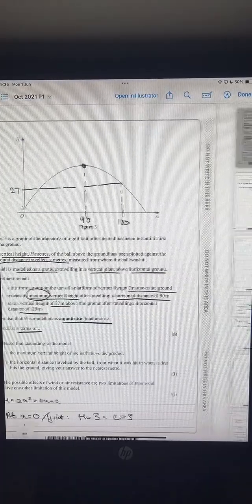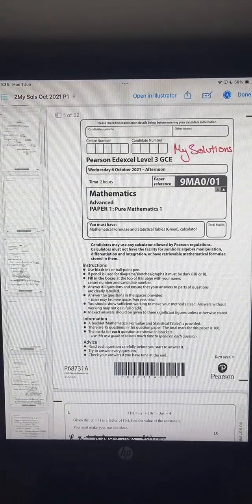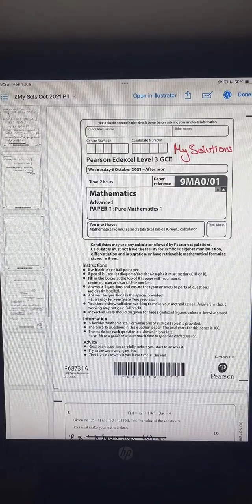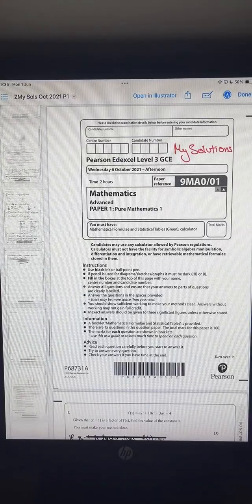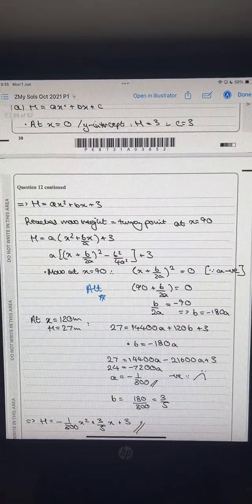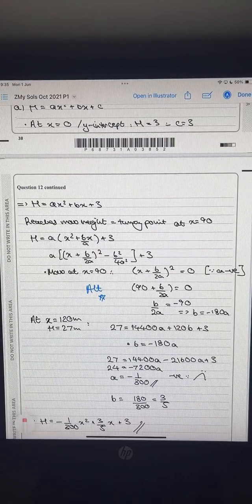There is another way of doing it. I'm going to show you the alternative way, which is the way I did it first, and it uses the completing the square method. So let me just go down. Quite a late question. Here we go. So the alternate way of doing it is we know that it reaches the maximum height, and that's the turning point at x equals 90.